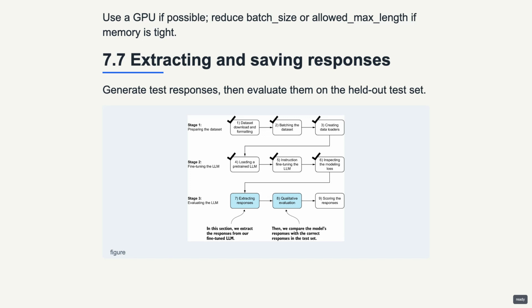The diagram lays out the workflow. First, generate responses from the test inputs, then collect those responses, and finally evaluate them. The important idea is that generation and evaluation are separate steps, so the answers can be inspected before they are scored.